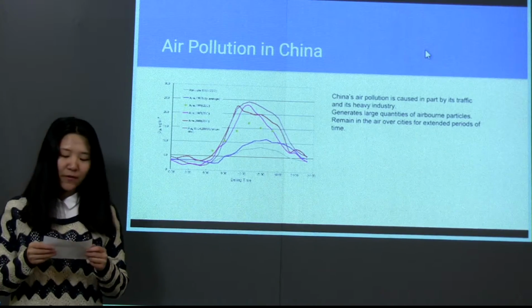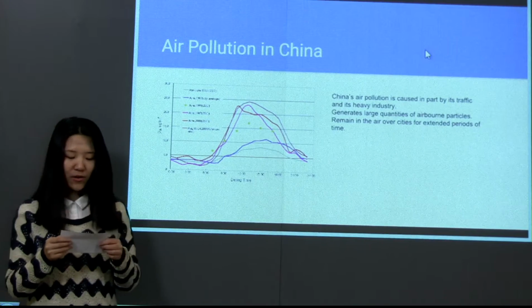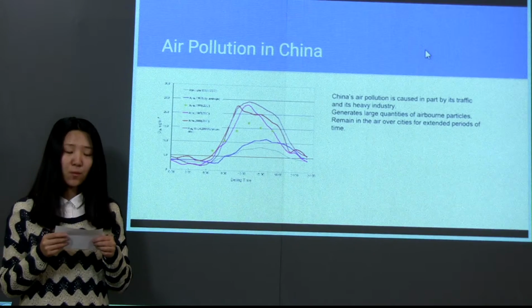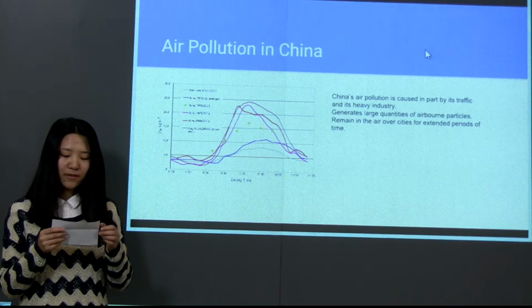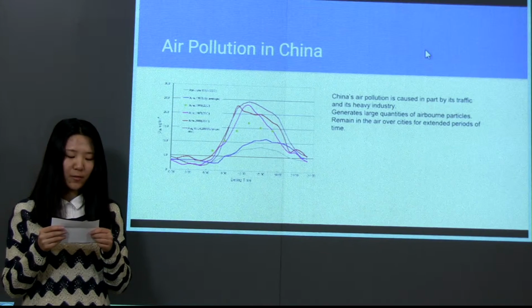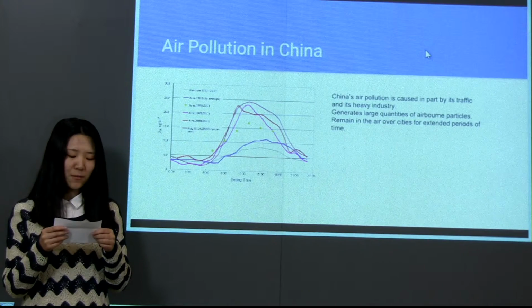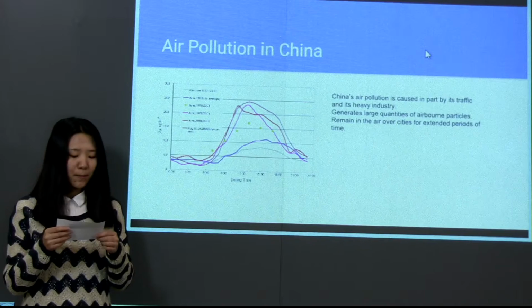The situation of air pollution in China is pretty severe recently. The reasons are the traffic and the heavy industry. It is really bad in winters, when cities are heated by power generated by burning of coal, which generates a large quantity of airborne particles. And when winds and precipitation are low, these particles can remain in the air over cities for a long period of time.